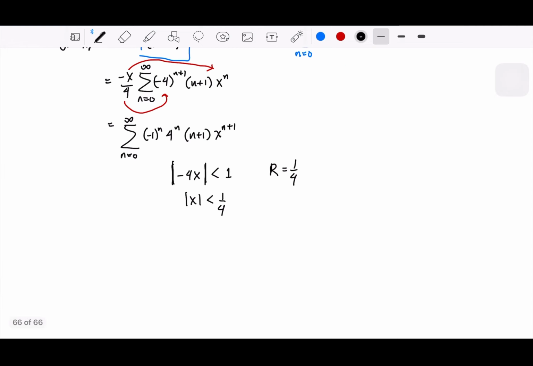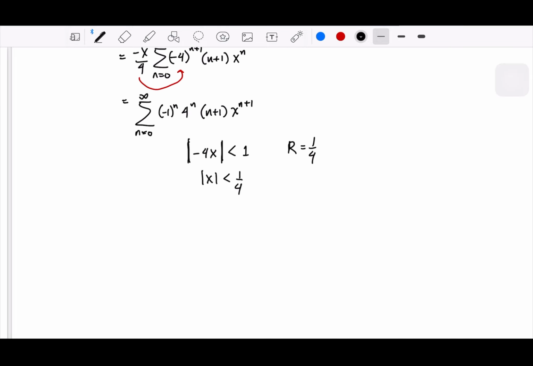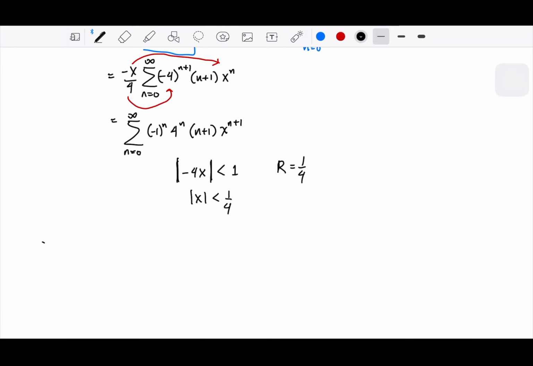Okay, let me give you another one. We'll write here. The function is (1 + x) over (1 − x)². So what the question is, finding the power series.